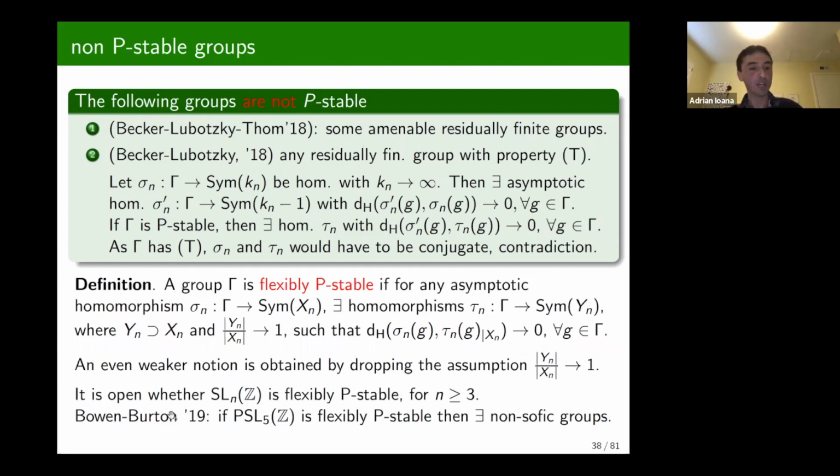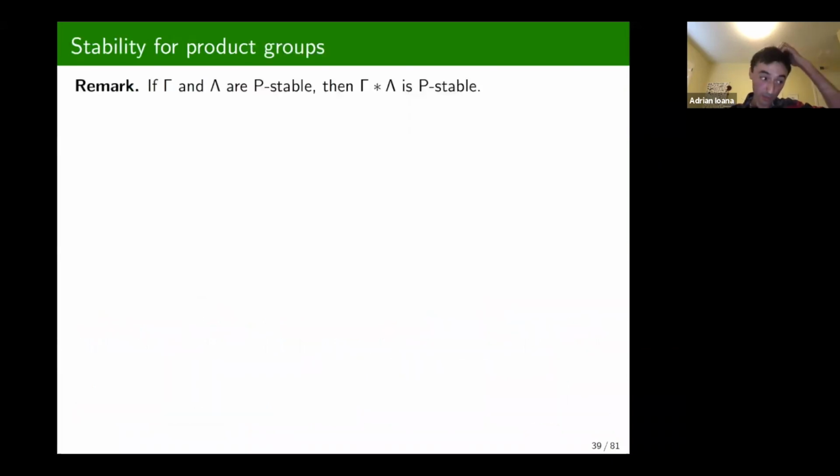So I guess that this is pretty much all I want to tell you in terms of examples. So now let me go ahead towards the main subject of my talk, which is stability for product groups. And so I'll start with a remark. If you take two groups, gamma and lambda, which are p-stable, then clearly their free product is p-stable. Because again, just like for free groups, it's very easy to define a homomorphism on a free product if you have homomorphisms on both of the factors.